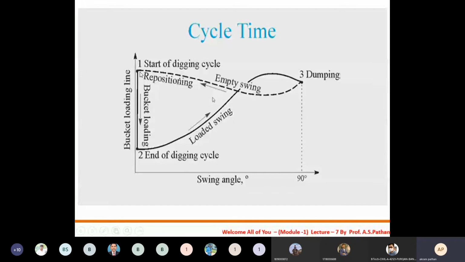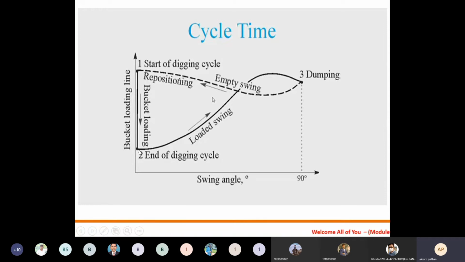So in the case of the bucket, the starting point is here, digging up some materials. The material may be soil, hard rock or murum, or even if you want to lift the excavated material. So we can put the job where you want to excavate a certain kind of material, and then the digging operation will begin. So this is the start of the digging operation for a particular trench, or any kind of operation, and this is the end of the digging operation. So we require certain time.